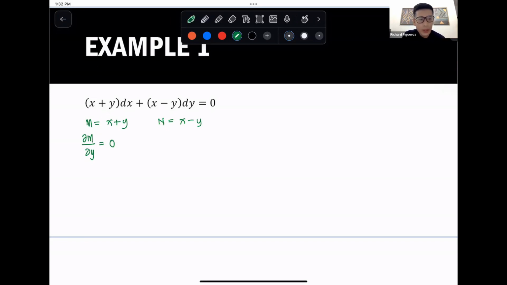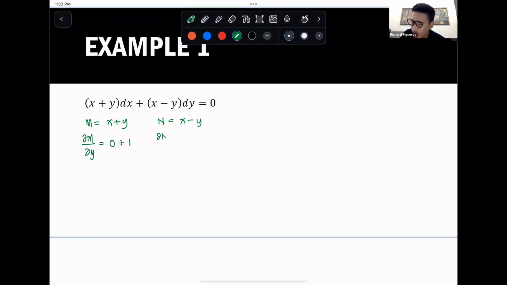So derivative ng y, since with respect to y na to, we don't write dy. Okay? So we just simply put derivative of y, it's 1. Kasi yun na yun, no? Yung partial derivative of y.